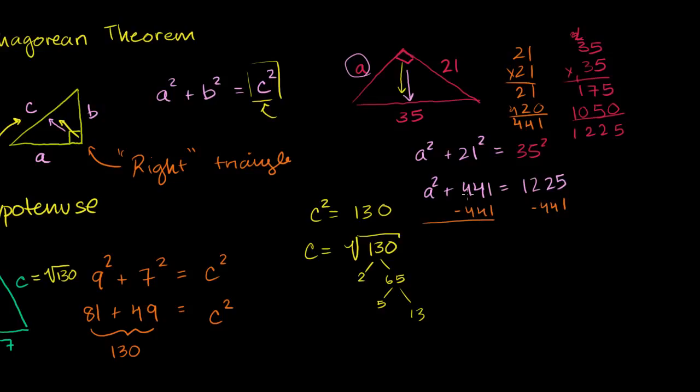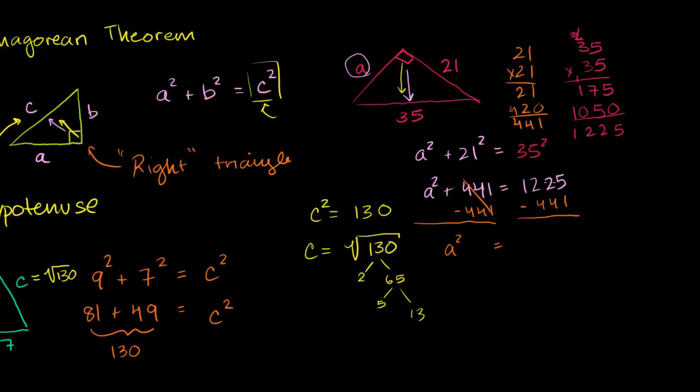The left-hand side just becomes a squared. The right-hand side, what do we get? 5 minus 1 is 4. Let me write this a little bit neater here. So minus 441. The left-hand side, once again, they cancel out. A squared is equal to, and then on the right-hand side, what do we have to do?